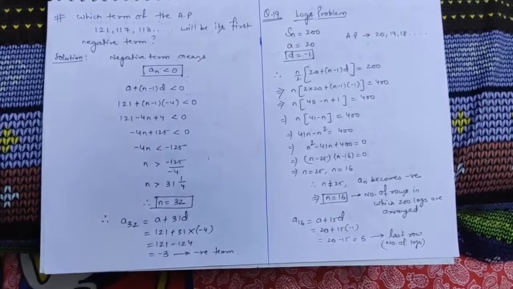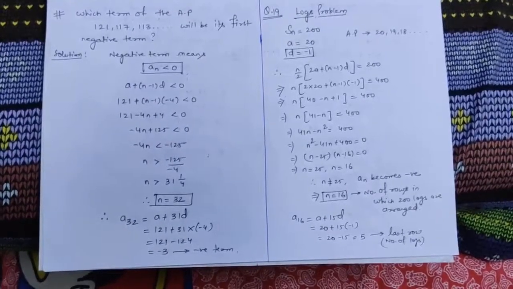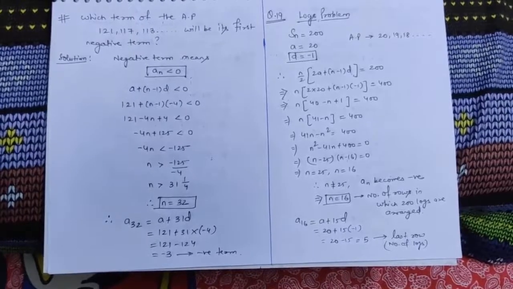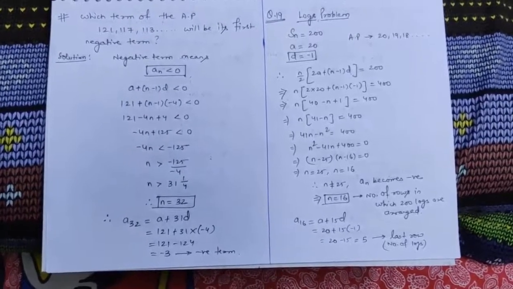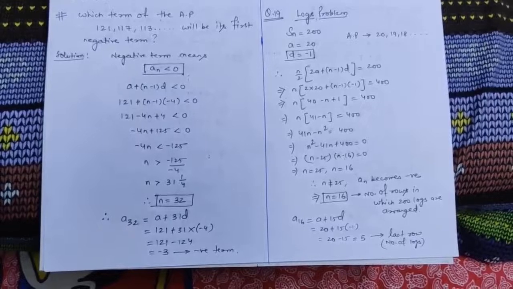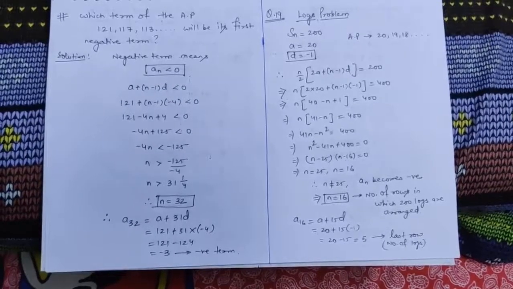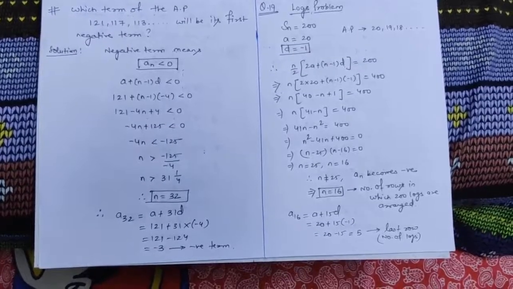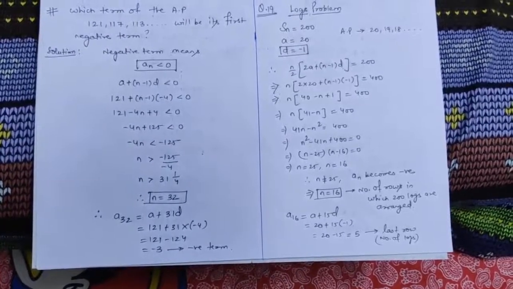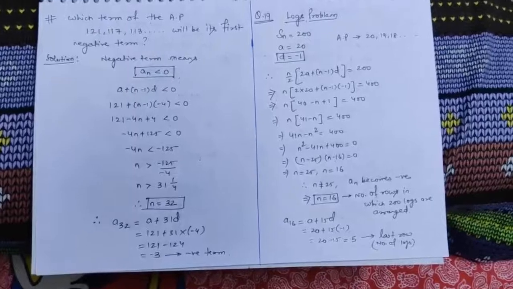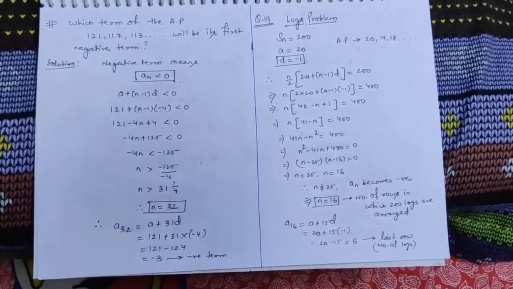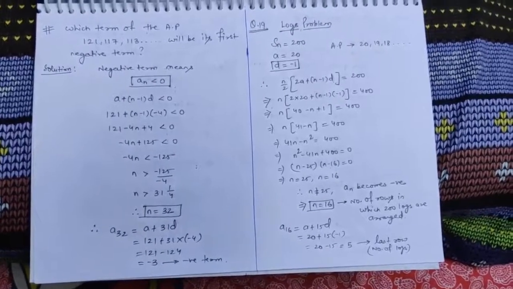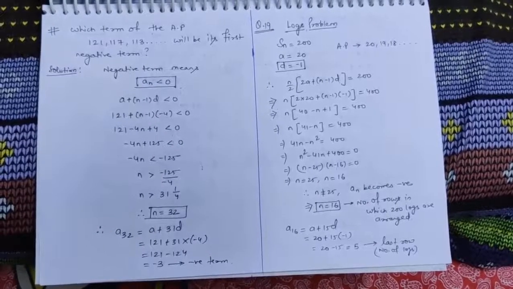So n is greater than minus 125 upon minus 4, which gives us n greater than 31 1 by 4. So the next natural number lying after 31 1 by 4 is n equal to 32. So when we calculate the 32nd term, which is a plus 31d, we get the value as negative. So in this question, the 32nd term will give us the negative value.